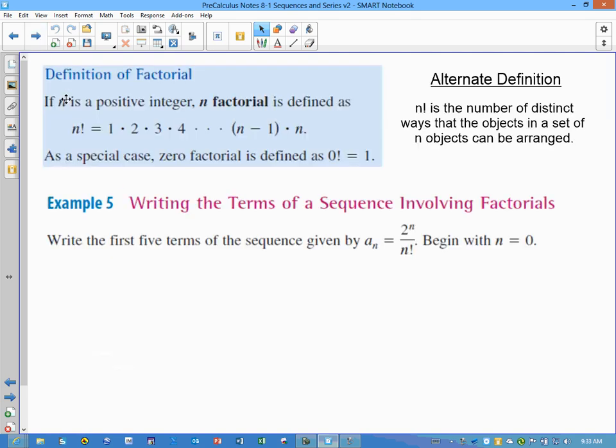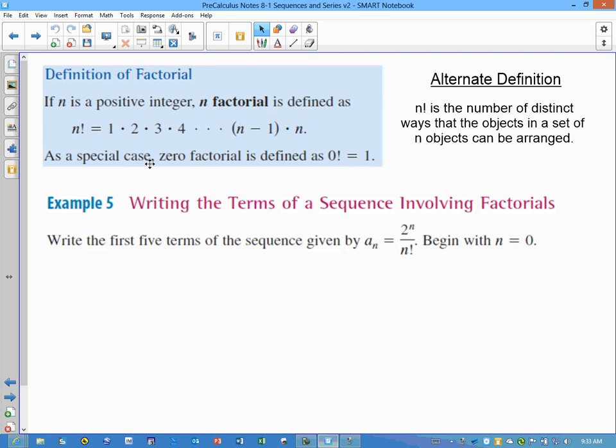Now going back to the factorial, this is something you're going to see a lot, this notation with an exclamation point. It doesn't mean you shout it when you say it. It means n factorial is defined as 1 times 2 times 3 times 4 all the way up to whatever the number is. It's the product of all those numbers up to that number. And then as a special case, it defines 0 factorial as 1. This is how most books define factorial.